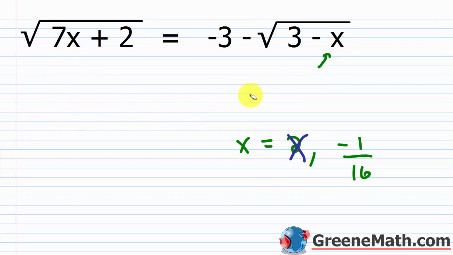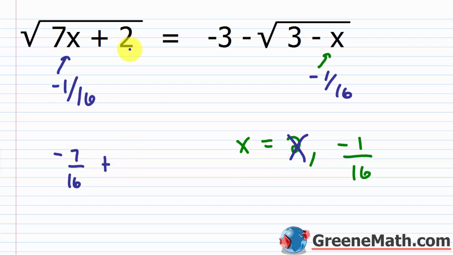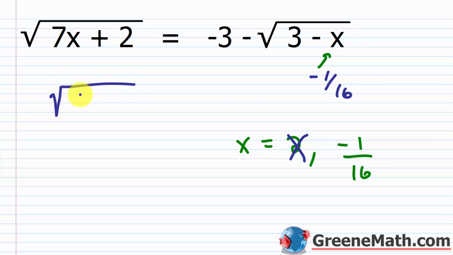Then let's try negative 1/16. We're going to plug that in, here and also here. So this one's going to be a bit messy. 7 times negative 1/16 is negative 7/16. Then plus 2. I get a common denominator here by multiplying 2 by 16 over 16, so that would be 32 over 16. So negative 7 plus 32 is going to be 25. So what I'd have here is the square root of 25 over 16, which basically is 5/4.